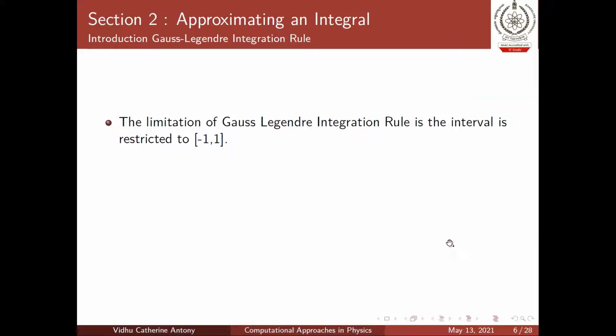So let's look at this. One of the limitations of the Gauss-Legendre integration rule is that it is restricted to the -1 to 1 interval. So if you want to do an integral, say from 3 to 5, you need to change it to the realm of -1 to 1. There are certain techniques to change that, and we will discuss them in the next session.